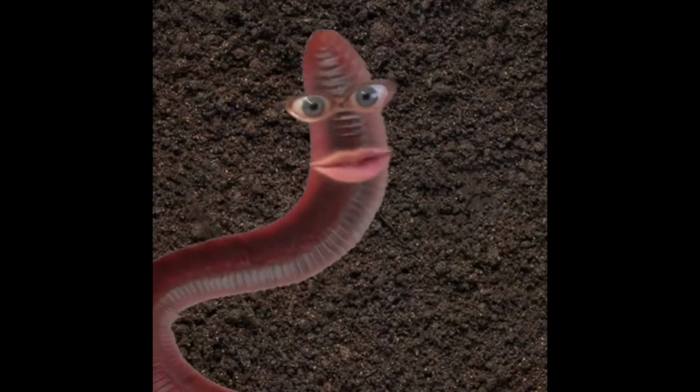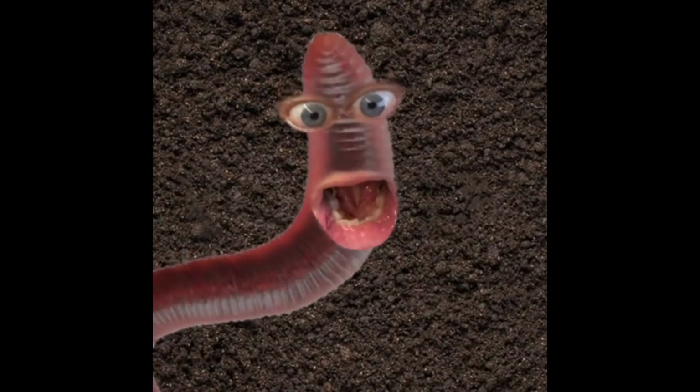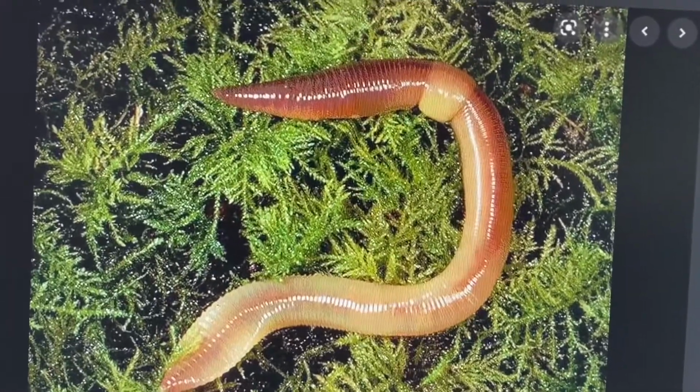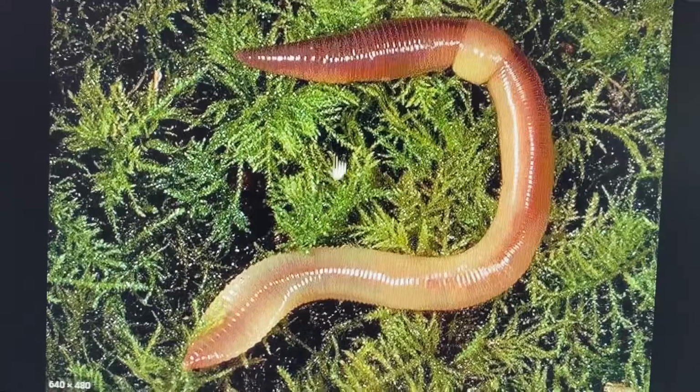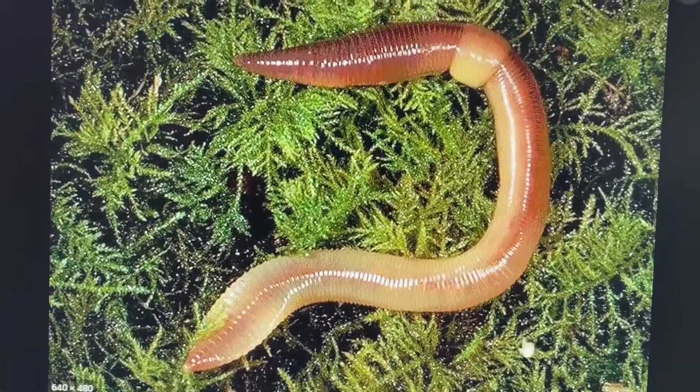Hey, let's spend the rest of the class talking about worms. All right, for your bell ringer today, of course, we're talking about worms. This is just a picture of a worm.